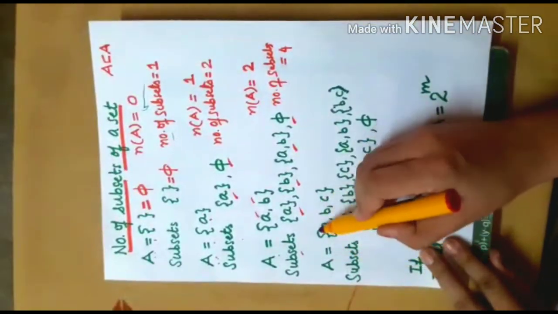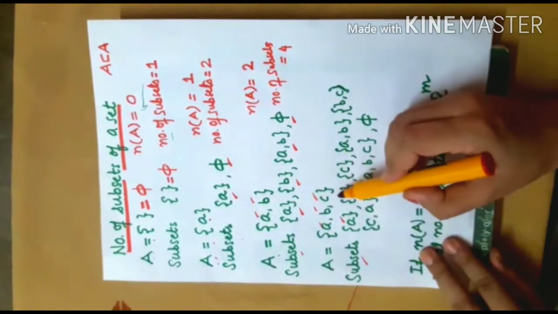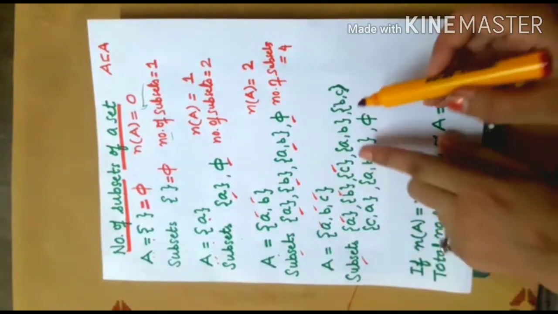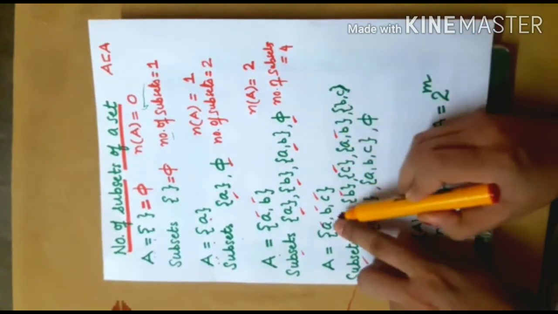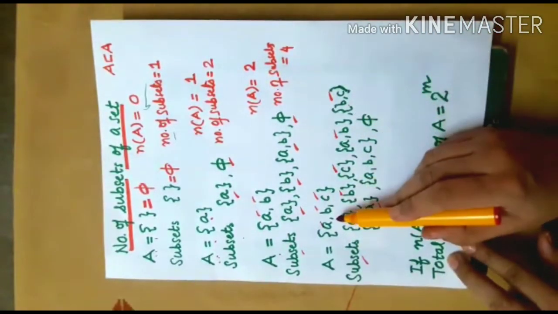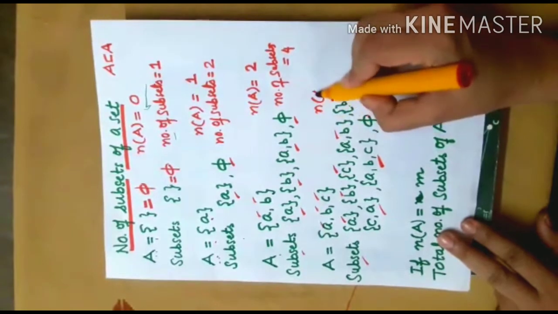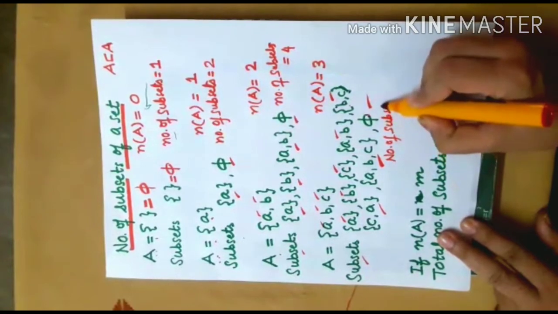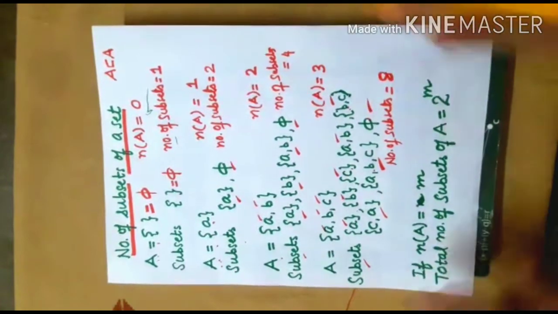Now let's take a set with 3 elements. So the subsets will be this set with single element B, set with single element C. Now we will form the subsets with 2 elements. So first I'll pair A and B, then A and C, and then B and C. Then the set itself and the null set. So here the number of elements in the set A is 3 and the number of subsets is 1, 2, 3, 4, 5, 6, 7, 8.